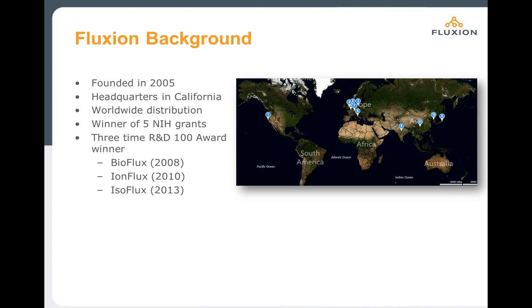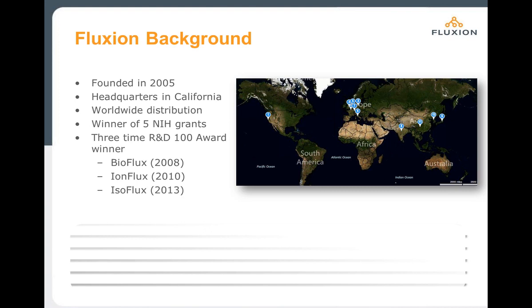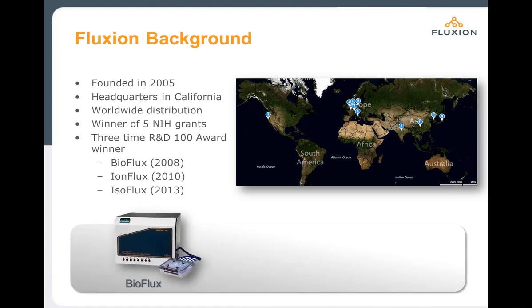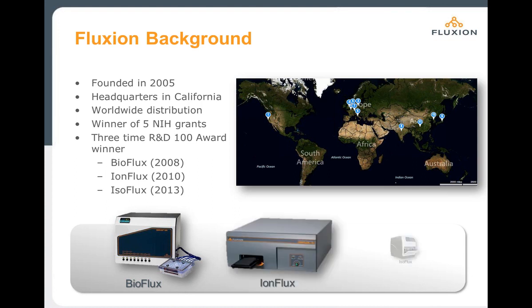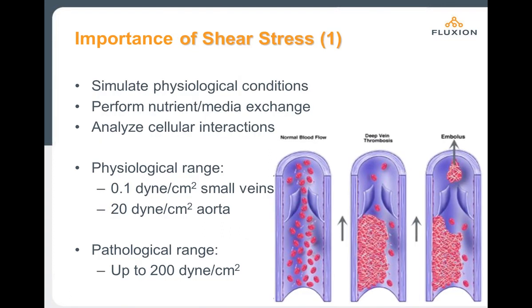Early on, we won 5 NIH grants to develop the technology, and were awarded the R&D 100 award 3 times for the respective products. The BioFlux, which I'm talking about today, has to do with live cell imaging under physiological conditions. The IonFlux is an automated patch clamping system that allows for automated high-throughput electrophysiology readings and really excels at ligand-gated channels. And the IsoFlux is a next-generation device for cell isolation, for isolating rare cells such as circulating tumor cells.